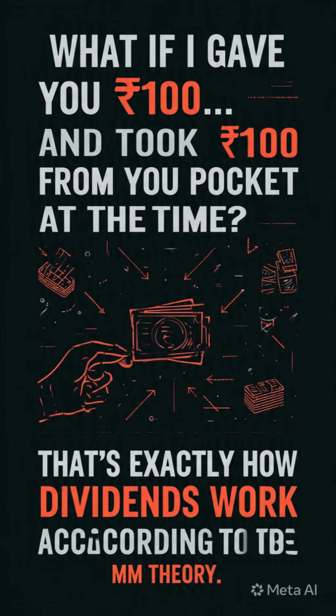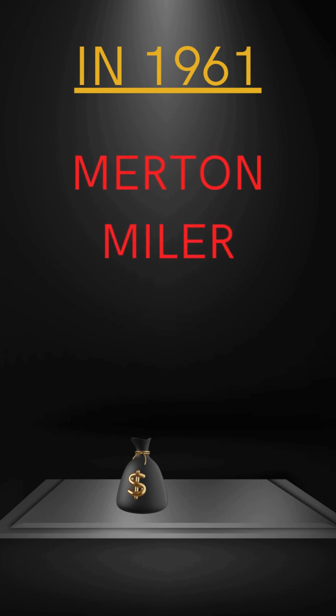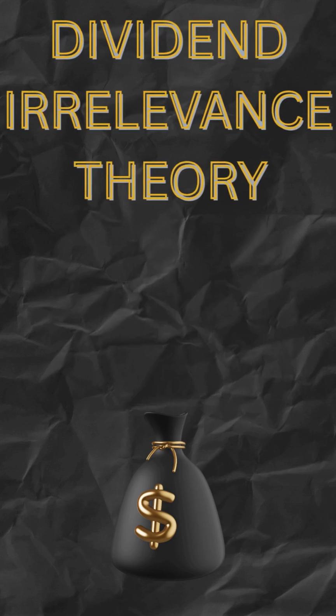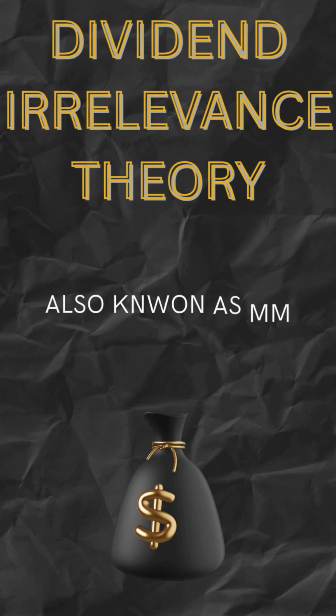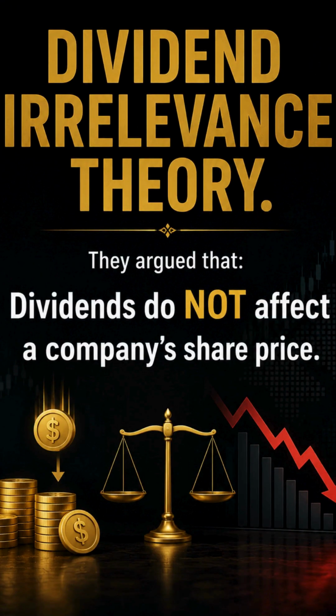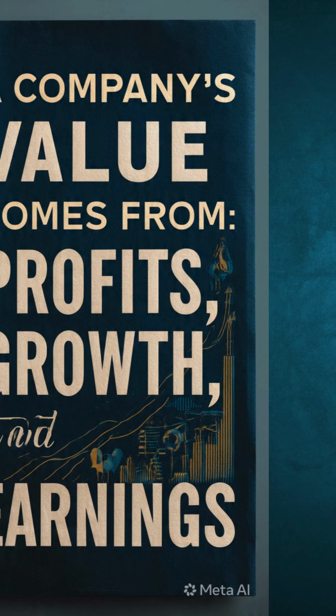What if I gave you 100 rupees and took 100 rupees from your pocket at the same time? That's exactly how dividends work according to theory. In 1961, economists Merton Miller and Franco Modigliani introduced a shocking idea, dividend irrelevance theory, also known as the MM approach or MM theory. They argued that dividends do not affect a company's share price. According to them, a company's value comes from profits, growth, and earnings, not from dividends.